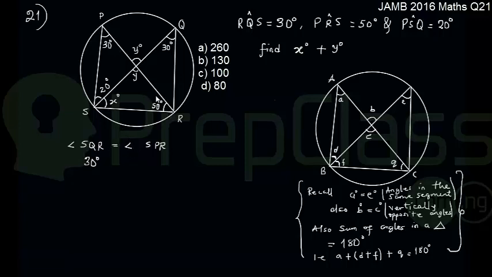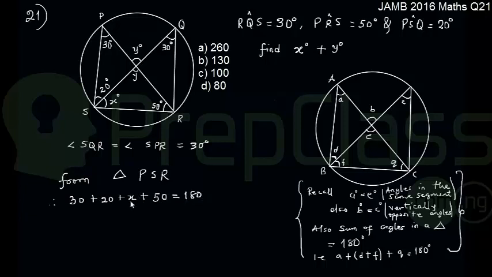So if this is 30 degrees and this is 50 degrees, how do we find x? Do we notice we have a triangle? From triangle PSR, what are the angles? 30 degrees, 20 plus x degrees, and 50 degrees. The sum of those angles is equal to 180 degrees. So 30 plus 20 plus x plus 50 degrees is equal to 180 degrees.